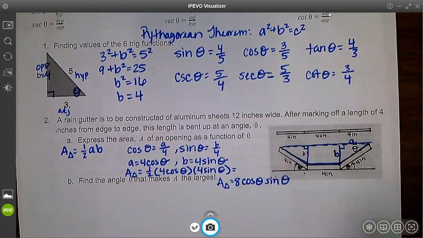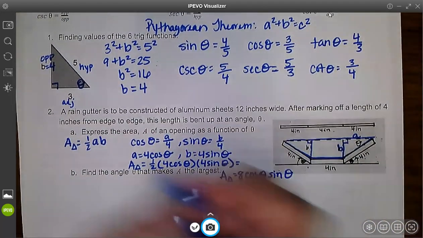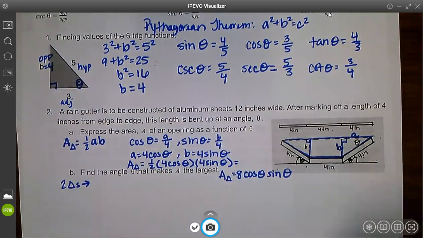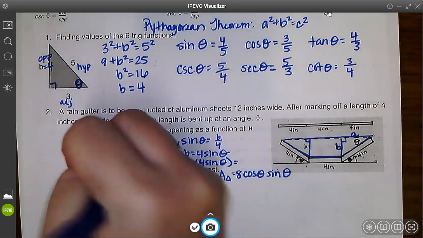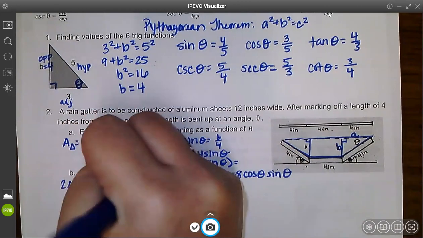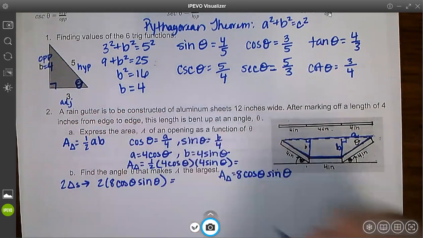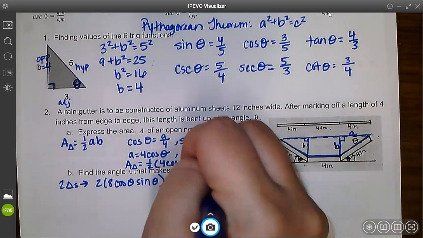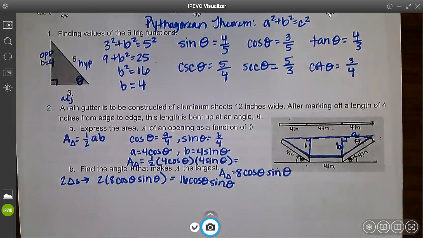Because we have 2 triangles, I have to multiply that by 2. So I have 2 times 8 times the cosine of theta times the sine of theta, which is 16 cosine of theta sine of theta.